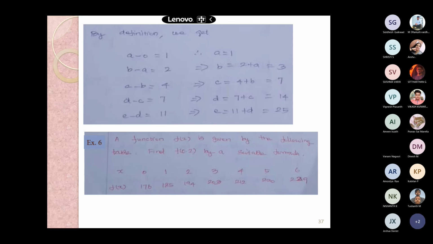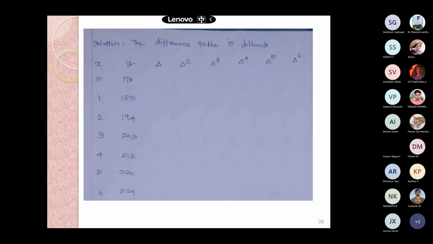Take your calculator and find the differences for finding the solution. We need to make the difference table, beginning with delta, delta square, delta cube, that is the second difference, third difference, and we need to continue this difference till achieving a single value.